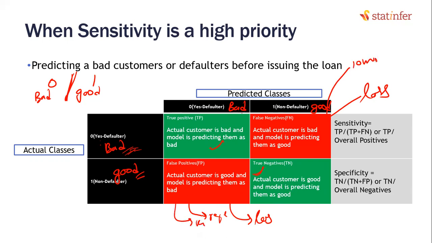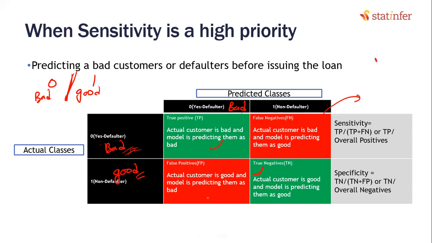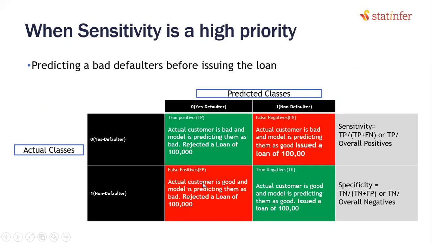Can you tell me which one is serious for us? Which loss is more? Think about it. Is this error critical or is this error critical? If you make an error here, the customer is bad but you predicted him as good, you will give 10 bad loans. Here the customer is good, but you predicted him as bad, so 10 good customers, you will reject the loan application. Which one is more dangerous for us? Think about it.